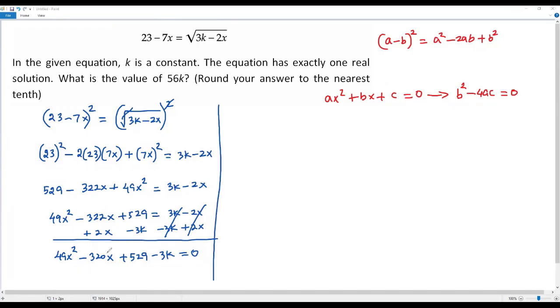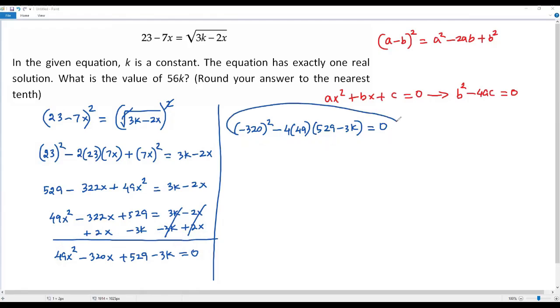Okay, now let me consider the coefficient of x, that is negative 320. So we have to plug in this negative 320 for b over here. Then I'm getting negative 320 the whole square minus 4 times a. A is the coefficient of x square. Here the coefficient of x square is 49. We can plug in 49 now for a. And c is the constant term. Here we have the constant term 529 minus 3k. Let me plug in. Then I'm getting 529 minus 3k, equals 0. The value of the discriminant for the equation we have over here is equal to 0 because the given equation has exactly one real solution.